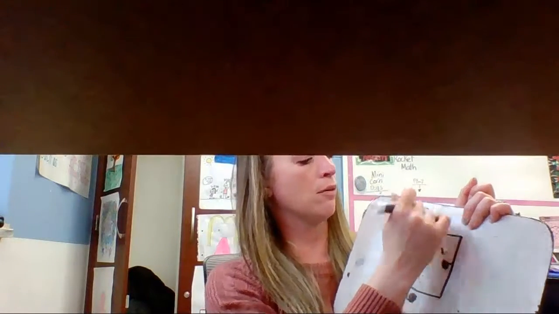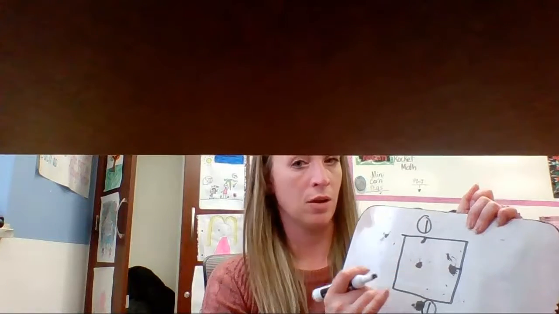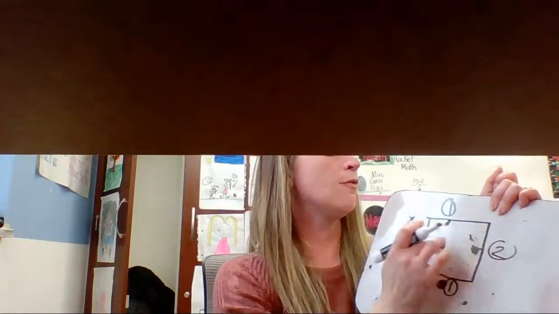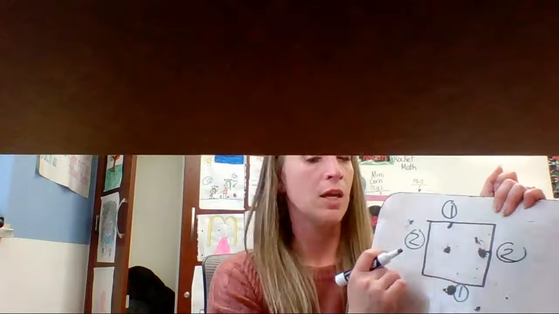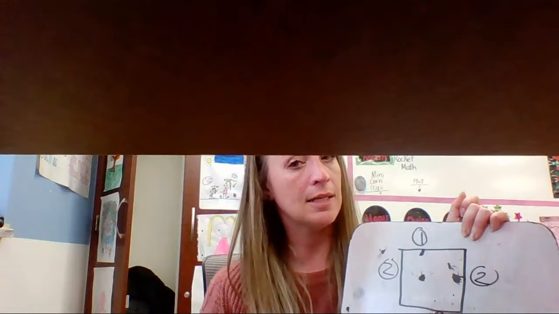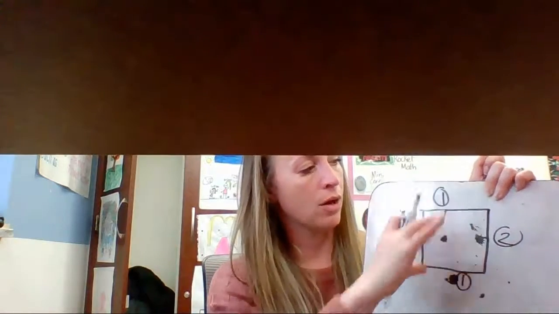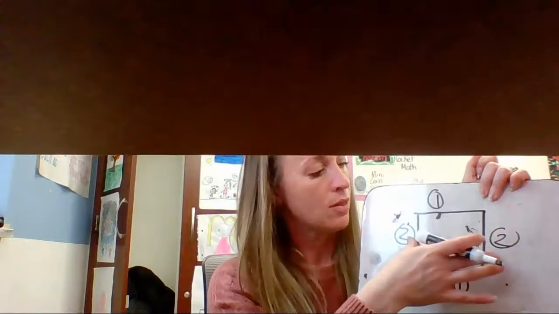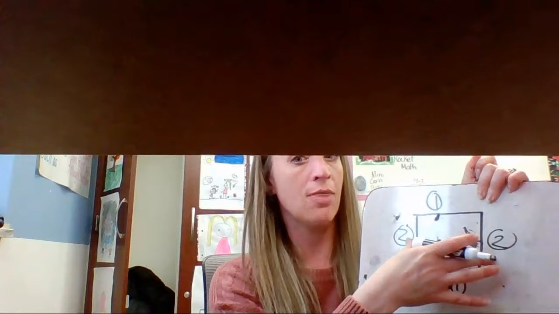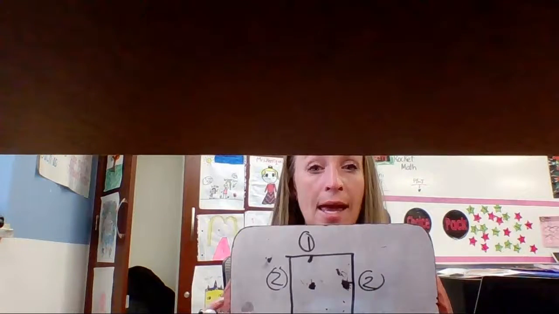These sides are parallel. That means that they will never ever touch each other. These sides are also parallel. They will never ever touch each other. It has 2 sets of parallel lines. It does not have 4. These lines go together. That's 1 set. These lines go together. That's 1 set. So a square has 2 sets of parallel lines.